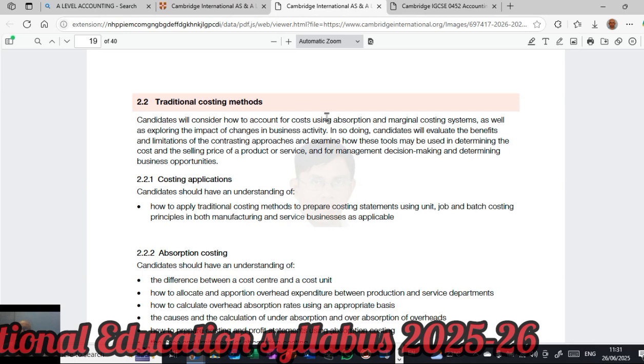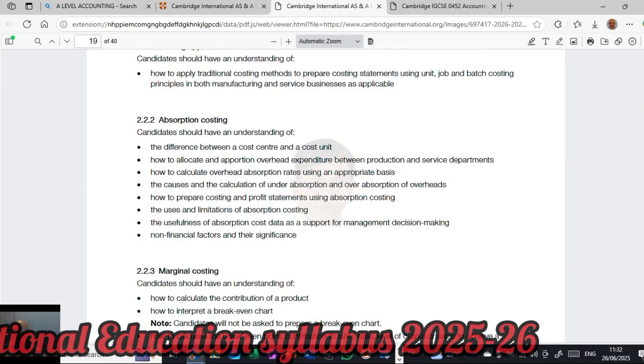Candidates will cover how to account for cost using absorption and marginal costing, as well as the impact of changes in business environments. Candidates will learn the implementation of contrasting approaches and examine how they may be used in costing. Candidates should have an understanding of how to apply traditional costing methods in job and batch costing. For absorption costing, they should understand what absorption costing is, cost centers, cost methods, allocation and absorption of overheads within production and service departments, and how to calculate overhead absorption rates. This is just a brief overview, so we'll be delving deep when we are doing the problems.